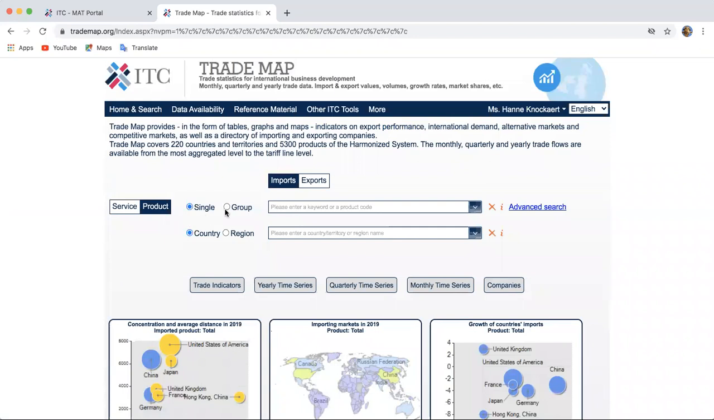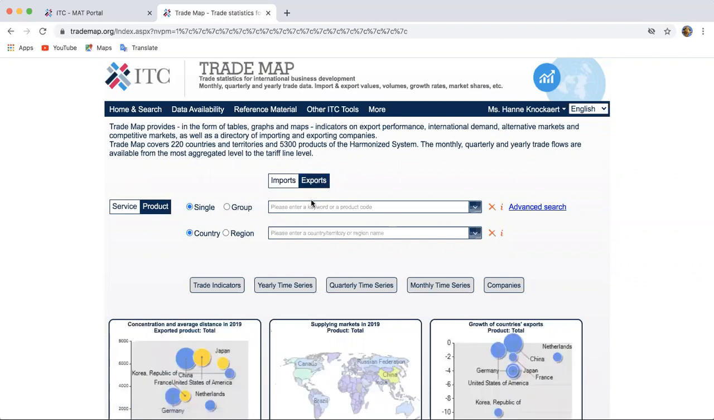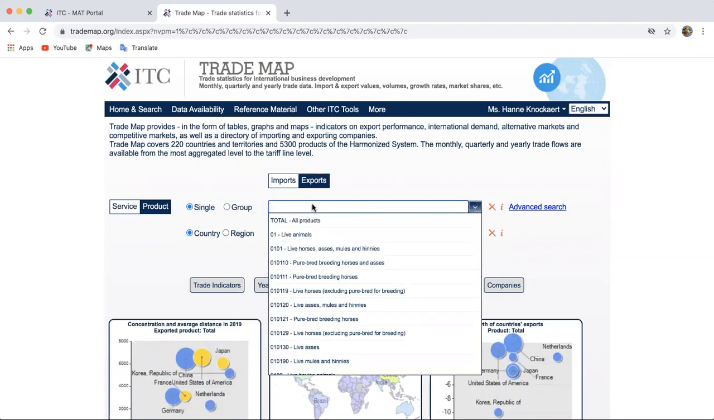So there's many different tabs. Let's go over them one by one. We want to look at a product. So we want to look into trading products. We want to look at the exports. And for this example, I want to look into the exports of green tea.